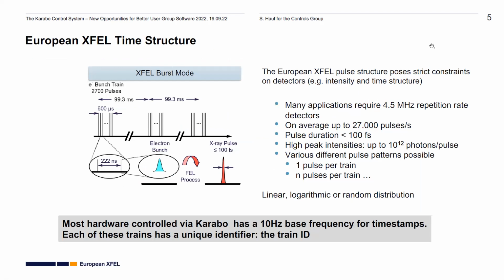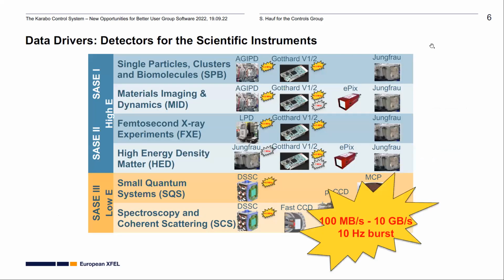One other unique feature of the European XFEL, which is of interest for its control system as well, is our bunch structure. So we can have pulses up to a 4.5 megahertz repetition rate. But these are arranged in bursts of up to 2,700 pulses each, so-called trains. So most hardware controlled by Karabo actually operates at this 10 hertz train frequency, although we do have to handle data from detectors, which can take up to 4.5 million images per second within a burst as well, which leads to quite some high data volumes.